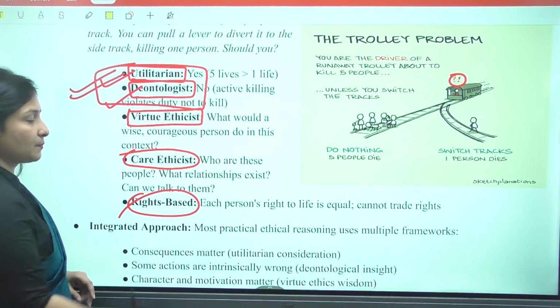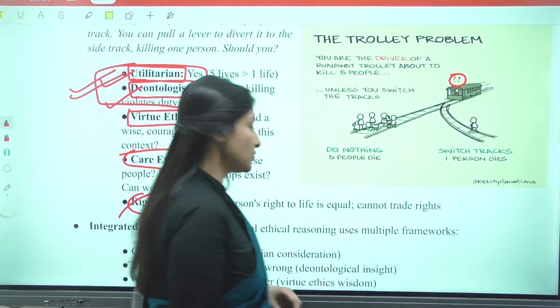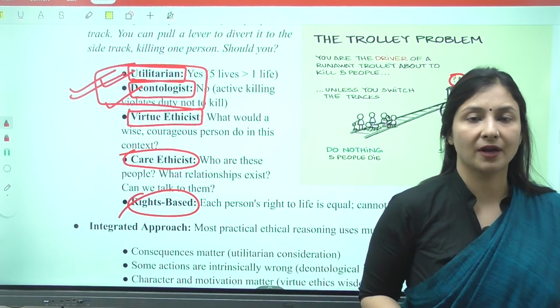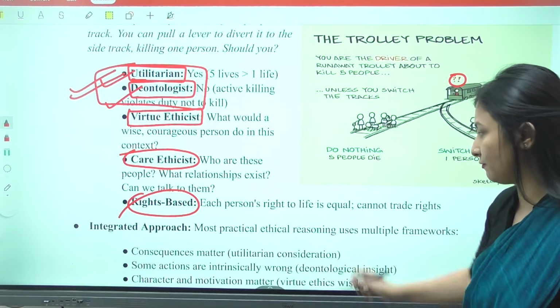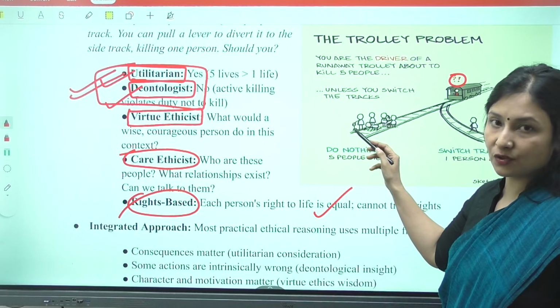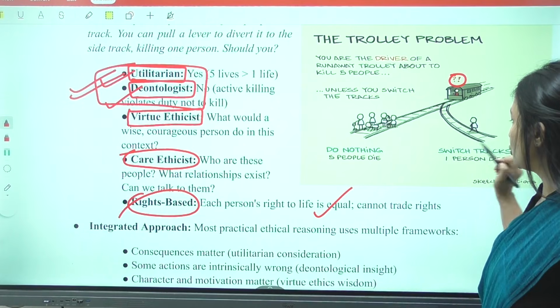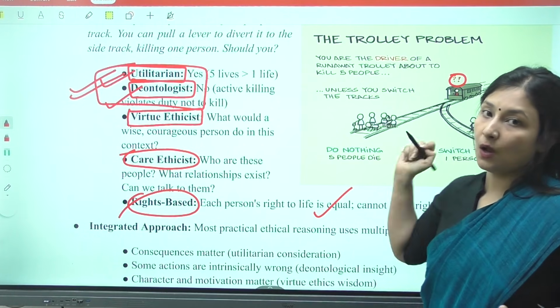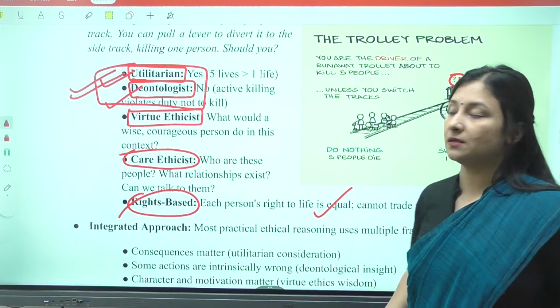And even the rights-based ethicists are going to say that you can't trade away the right to life. The right to life for every person is equal. It is as equal for these five people as it is for this one person whom you will consciously hit by steering the wheel.